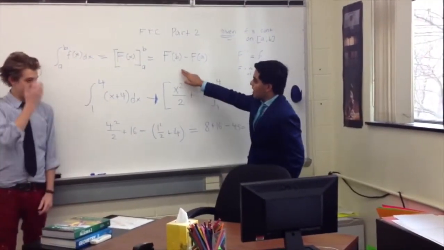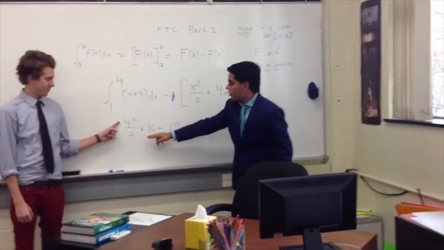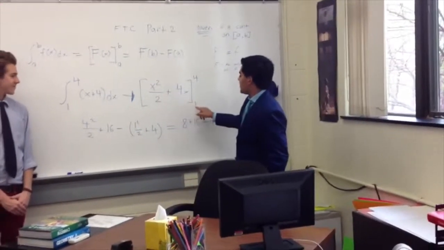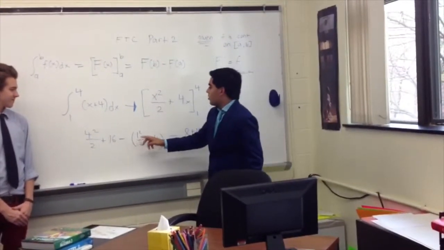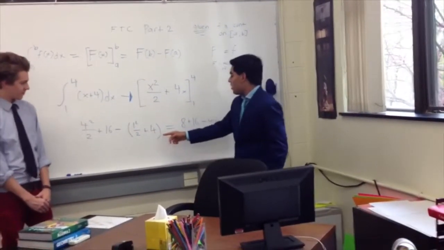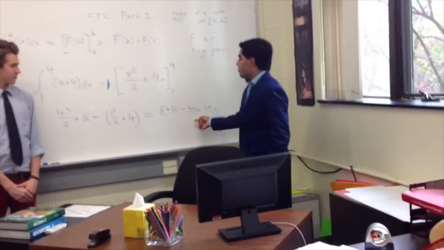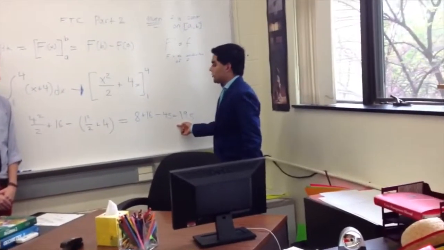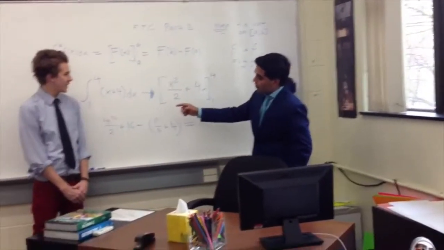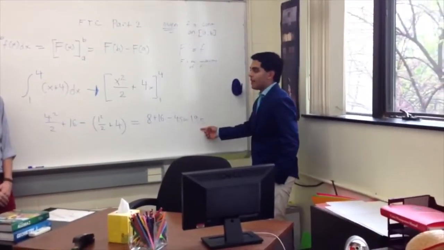So, first we find f of b. So we plug in 4 for x, and we get 4 squared over 2 plus 16, minus f of a, and in this case a is 1. So minus 1 squared over 2 plus 4 times 1, which is just 4. And when you simplify this, this equals 8 plus 16 minus 4.5, which gives you a final answer of 19.5. So the integral from 1 to 4 of x plus 4 dx equals 19.5.